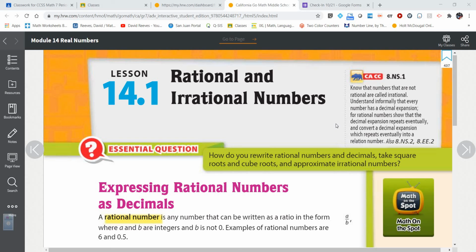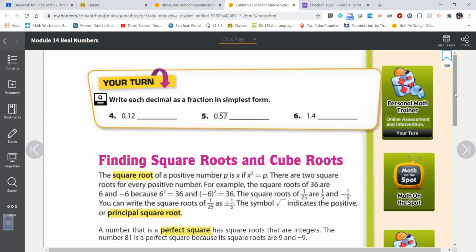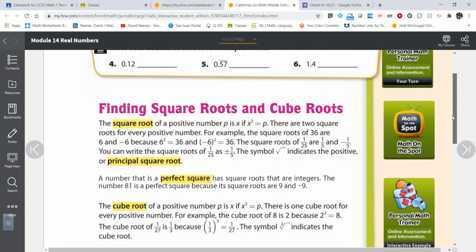So remember, a rational number is any number that can be written in the form a over b, where a and b are integers and b is not equal to 0. An irrational number is any number that, when it's written as a decimal, is non-terminating and non-repeating. All right, so today we're specifically going to be looking at square roots.